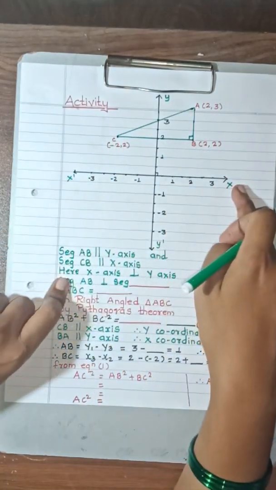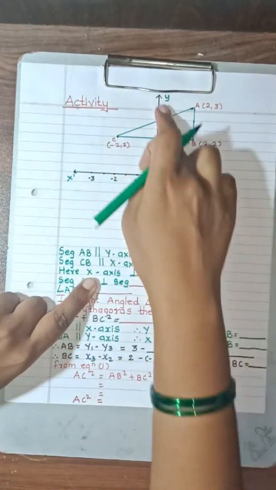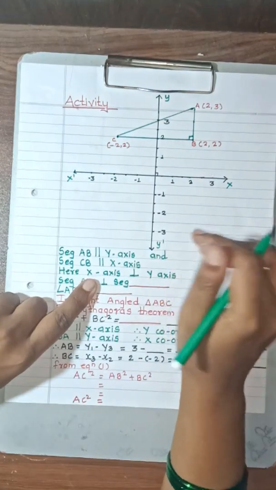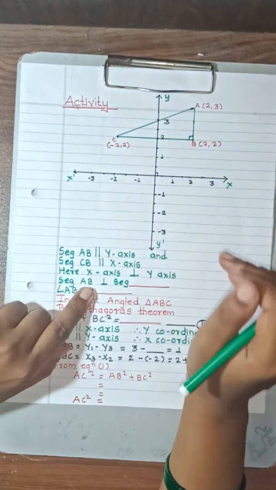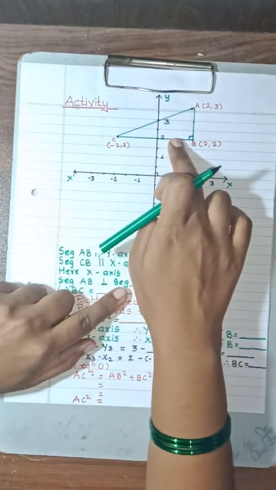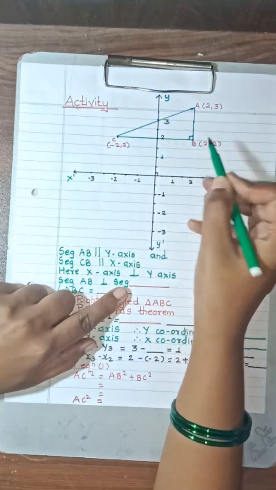Now children, seg AB is parallel to the y axis and seg CB is parallel to the x axis. The x axis is perpendicular to the y axis. Always this line will be perpendicular to the y axis. Then seg AB is also perpendicular to seg BC. You can see seg AB is perpendicular to BC.